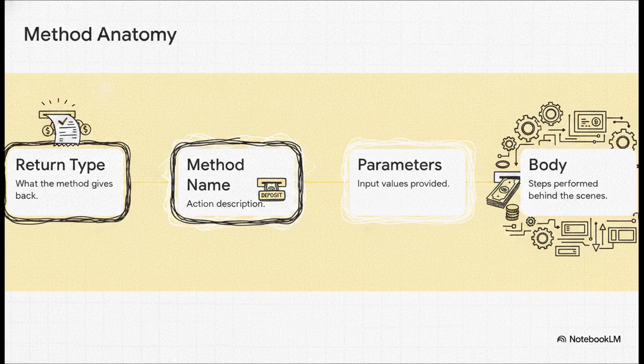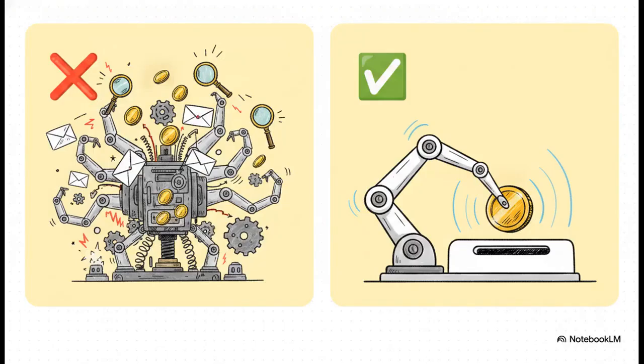Okay, so how do we actually build one? Let's break down the anatomy of a method. You can think of a method kind of like a mini program, or better yet, like an ATM transaction. First up, you have the return type. That's what you get back from the machine, like a printed confirmation receipt. Second is the method name, which clearly describes the action, like deposit. Third, the parameters. These are the specific inputs you provide, like the actual cash you're inserting. And finally, the body. That's the logic inside, the step-by-step actions the ATM performs behind the scenes to actually update your balance.